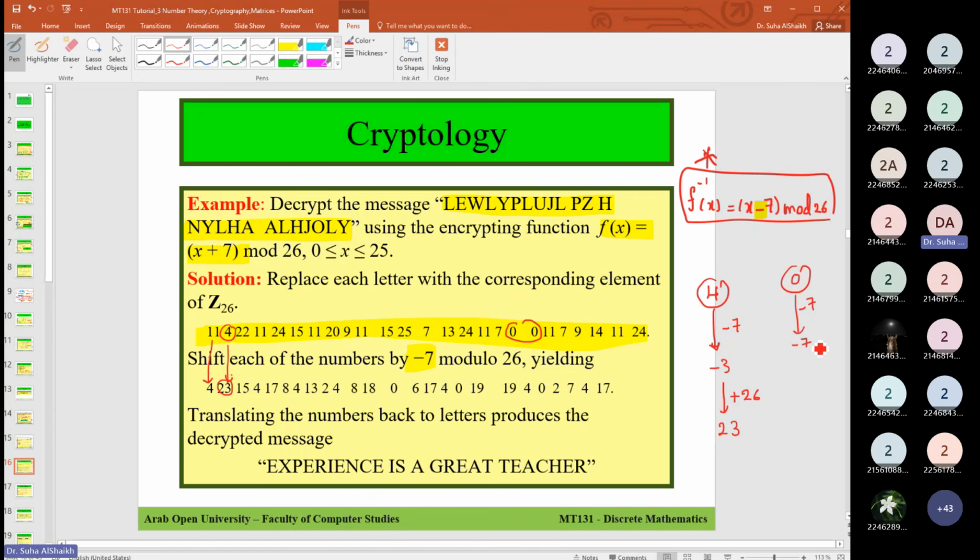So the 0 will go to 19. Okay? So we keep on subtracting 7, subtracting 7, subtracting 7. If I get a value that is not in the table, not from 0 to 25, I mean in this case we add 26, because I am doing decryption. Okay? In the encryption we subtract 26, in the decryption we add 26. Now the last step will be converting back the digits into letters and this will be your secret message. Not secret message, I mean the original message you get from your secret message. Okay?